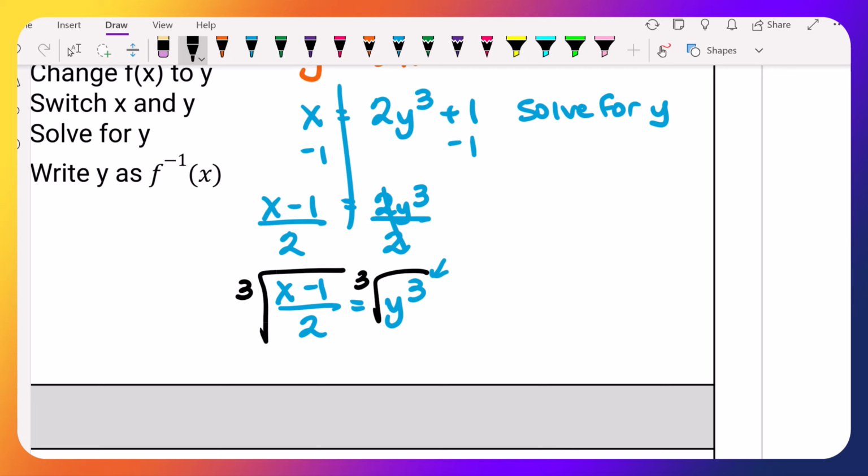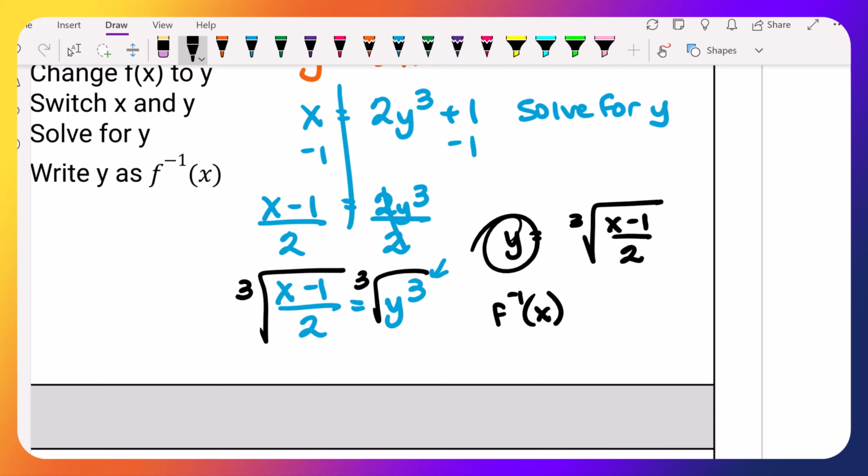So my final answer is going to look very similar to this. Okay, except for I don't want to leave it y. I'm going to change that to f. And it looks like a power of -1. That just means the inverse of f. And then final answer.